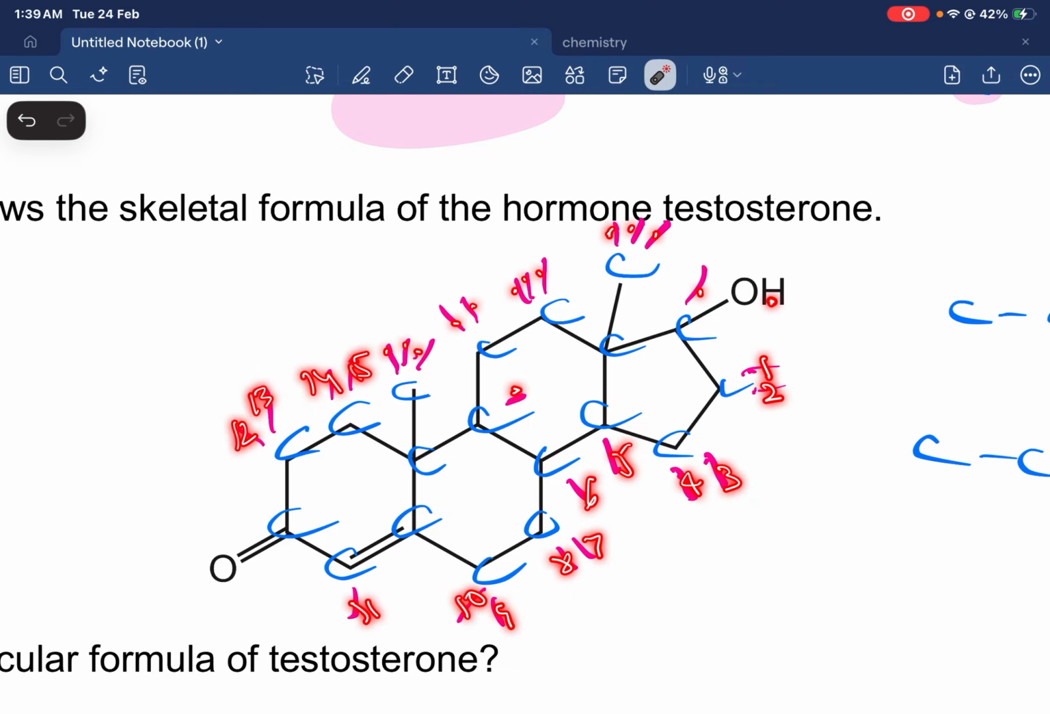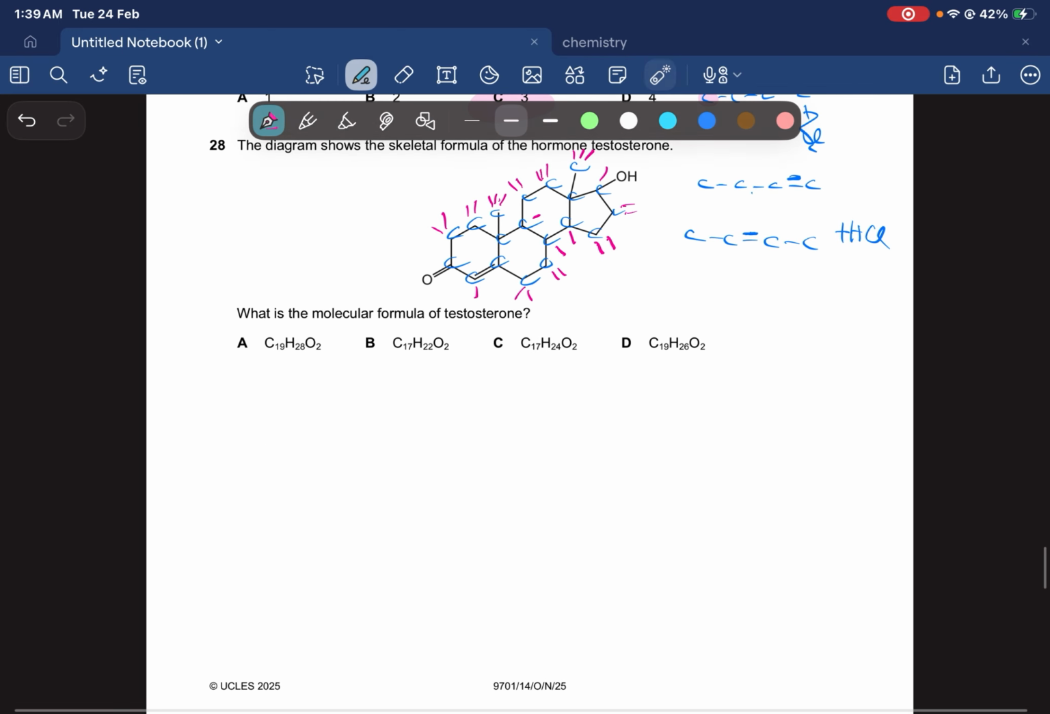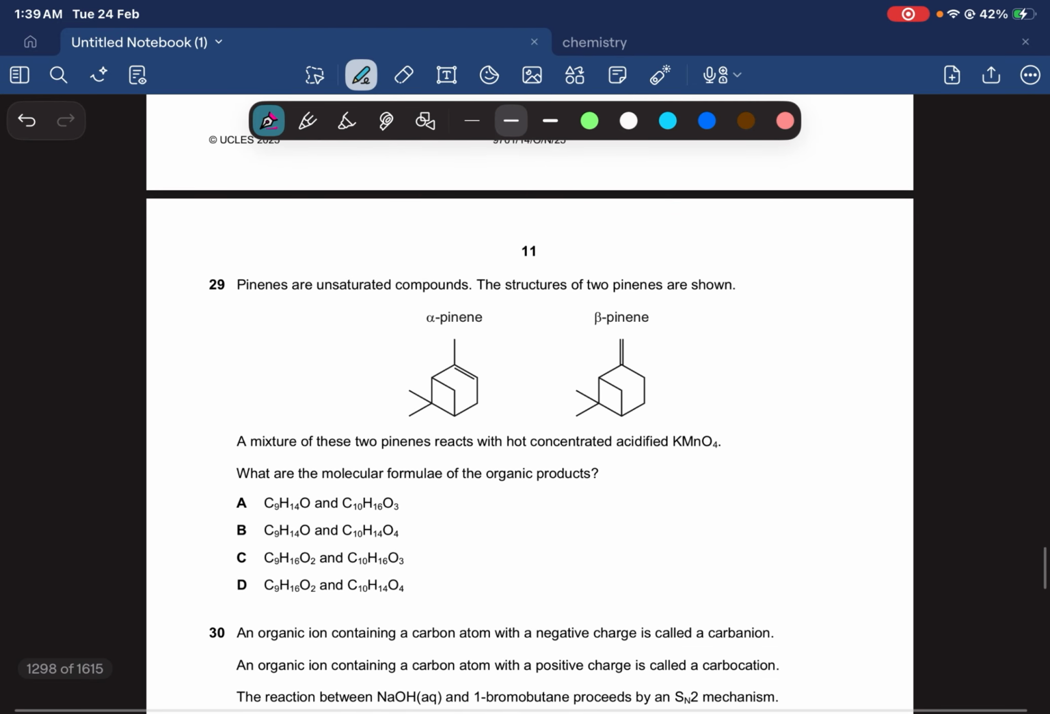I've either added one extra hydrogen or missed one. Look, at this carbon I added one extra. So it's a total of 28 hydrogens, with O2. Right? Done.